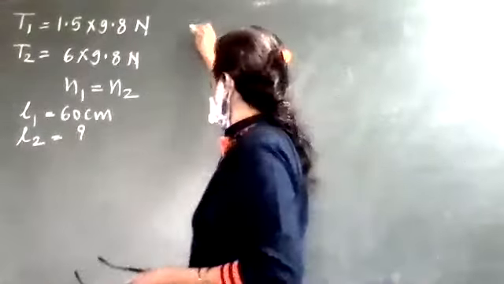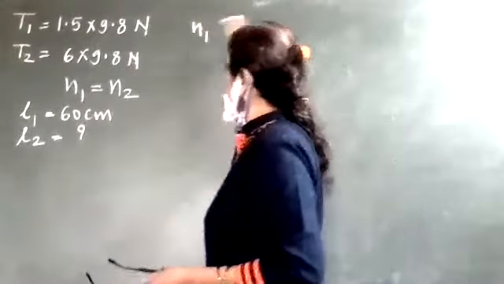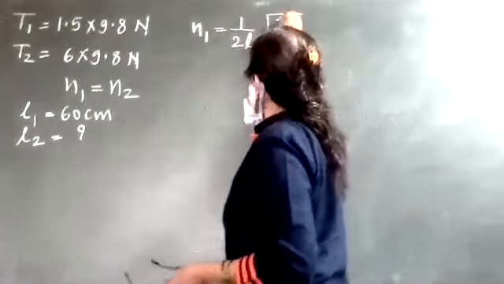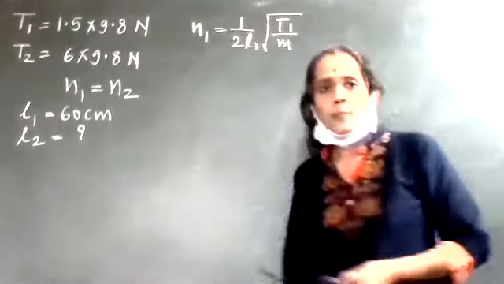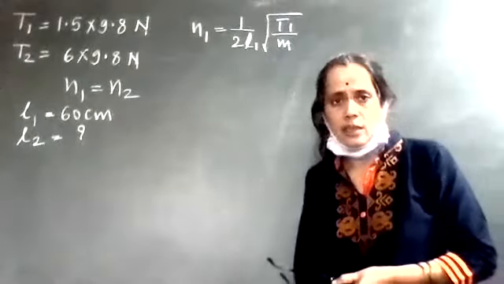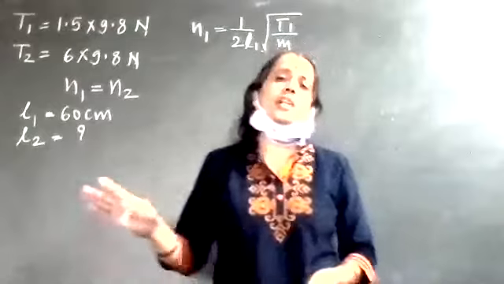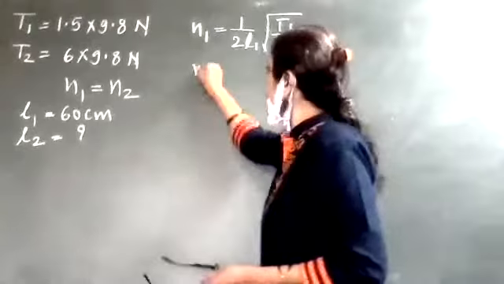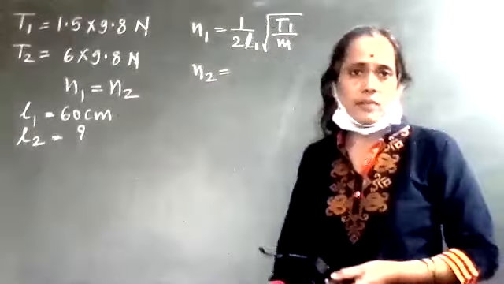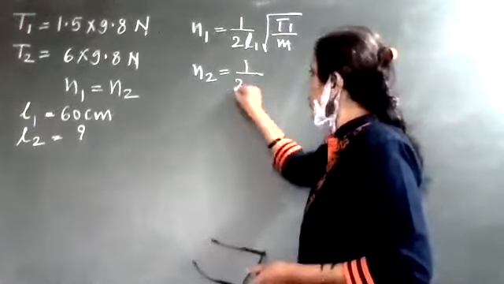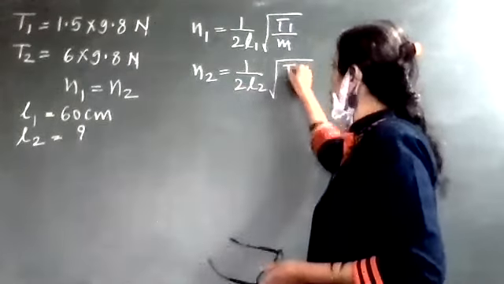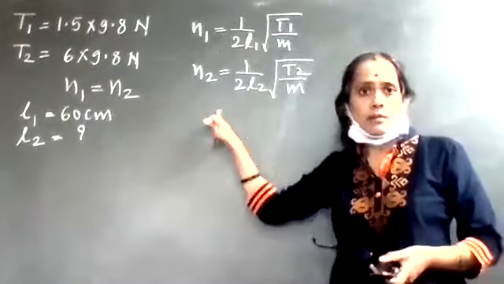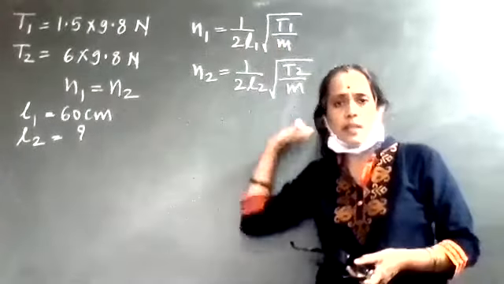So vibrating length of the second wire means you have to find the value of L2. Clear? For that purpose, the frequency N1 is equal to 1 upon 2 L1 under root of T1 upon m, where m is the linear density. Their cross-sectional areas are the same, so the linear density will remain the same. Then the second wire frequency N2 is equal to 1 upon 2 L2 under root of T2 upon m. So for both wires, the linear density remains the same.